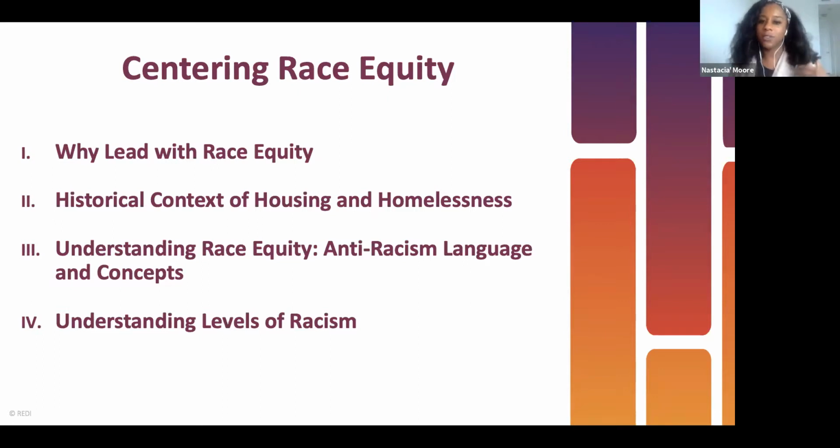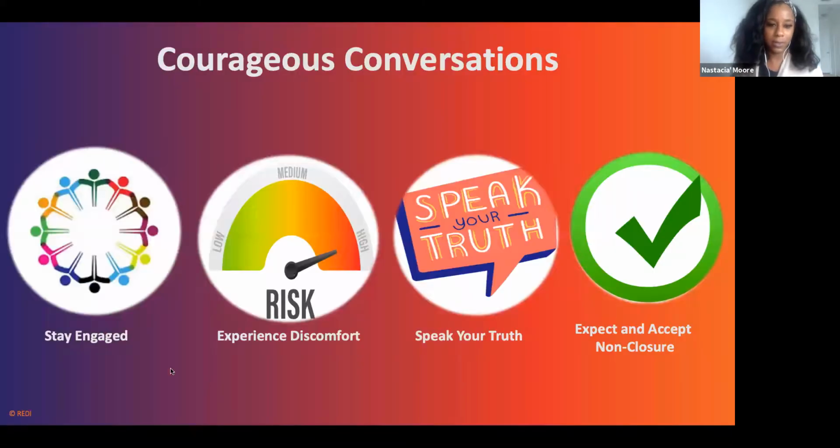And then there's levels to this, right? And so we're going to be diving into the levels of racism and how they are tied to what you all do in your housing networks. But before we can even get into any of that, we have to have some courageous conversations. We have to come to some agreement. So next slide, please.